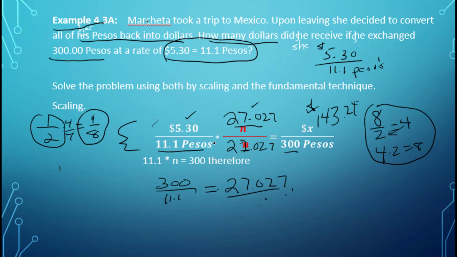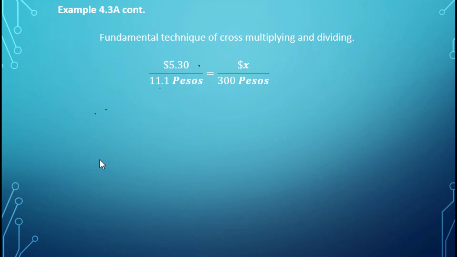Dollars to pesos equals dollars to pesos. This is the relative ratio here, and this is the amount of pesos that we actually had. Now this is a long way of doing it, but it's still beneficial to look at this because it comes up sometimes. Now this one here, we're just going to do with cross multiply and divide. This is our fundamental technique. Cross multiply and divide.